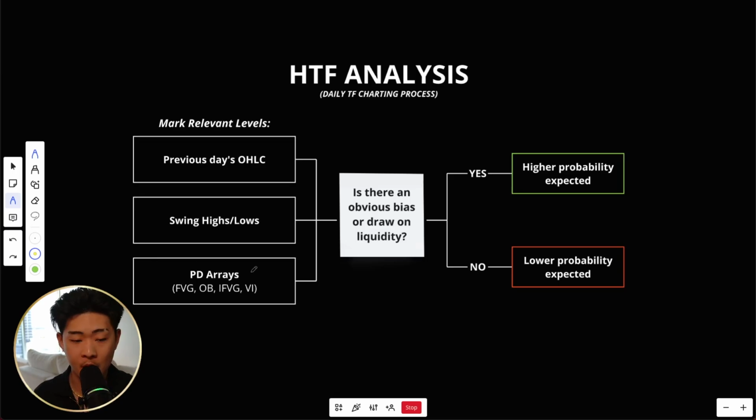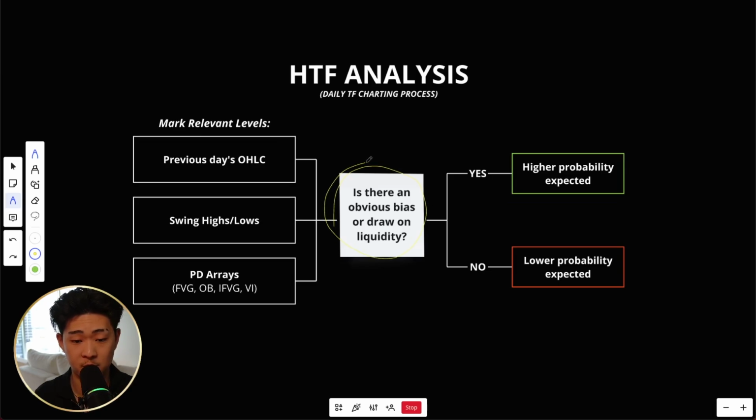lows as well. Other than that, you want to mark PD arrays: fair value gaps, order blocks, inverted fair value gaps, volume imbalances, liquidity voids. All of these things are PD arrays. If you don't want to use all of these, you can simply pick one or two. After you've marked out all of these levels, you should have a pretty good idea of if there is a clear higher time frame draw or not.